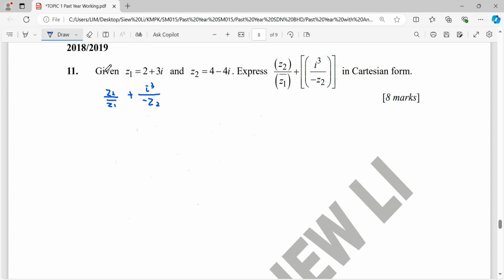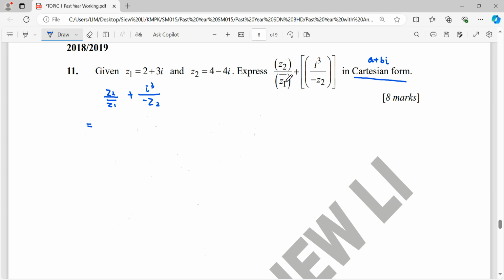So for this question, given the first complex number is 2 plus 3i and the second complex number is 4 minus 4i, express this calculation in Cartesian form. Cartesian form here means standard form, which is a plus bi.